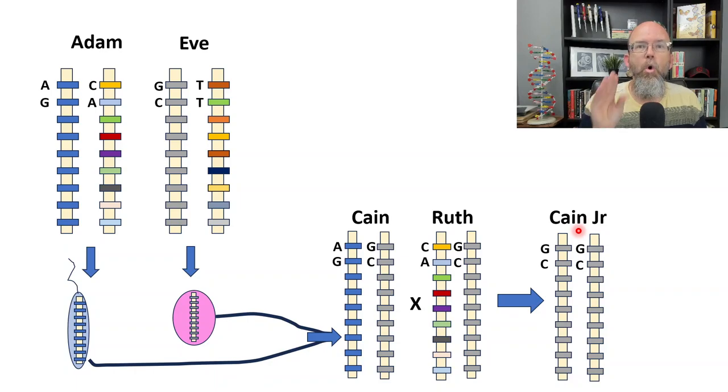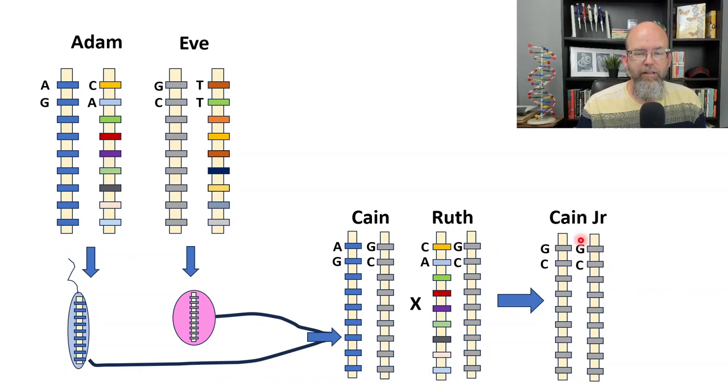So Cain Jr. has no heterozygosity at chromosome number one. Absolutely none at all. Both chromosomes are identical to one another, unless they added a new mutation. That's the way you introduce new variants. In order for new ones to come back into the population, either the same variants come back in or brand new ones, you've got to have mutations. So there's Cain Jr., completely homozygous, and other children from this pair would probably have very low heterozygosity as well. So this shows that you can have rapid loss of variation.